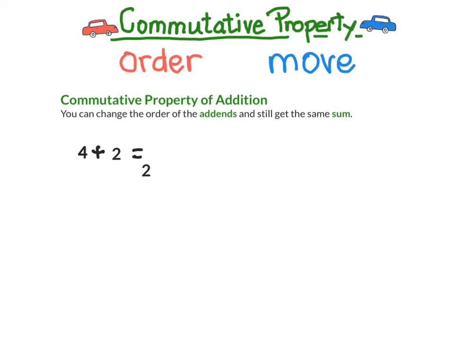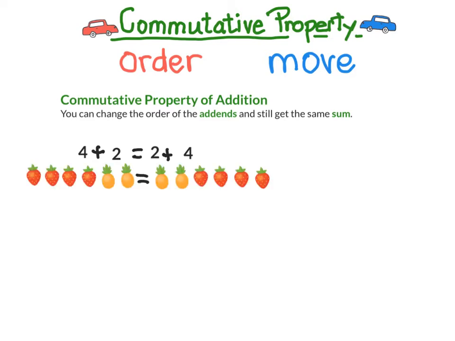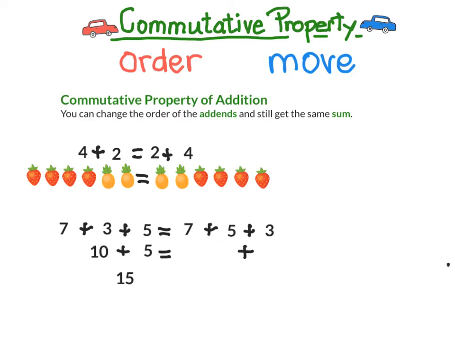If we express 4 plus 2 a different way, it is still equal to 6. 4 strawberries and 2 pineapples is the same thing as 2 pineapples and 4 strawberries. But how can that help us? Let's look at this expression, 7 plus 5 plus 3. Right off the top of my head, I can't recall what 7 plus 5 is, but I know for sure that 7 plus 3 is 10, and I can add from there.